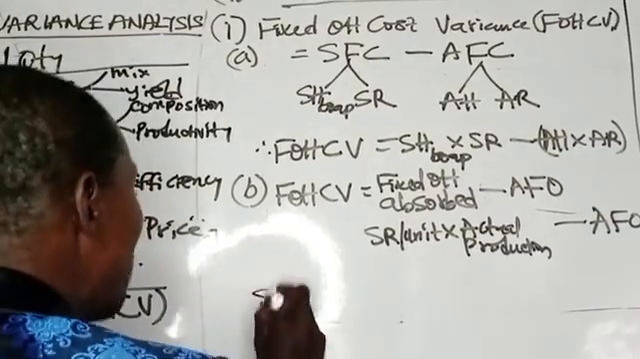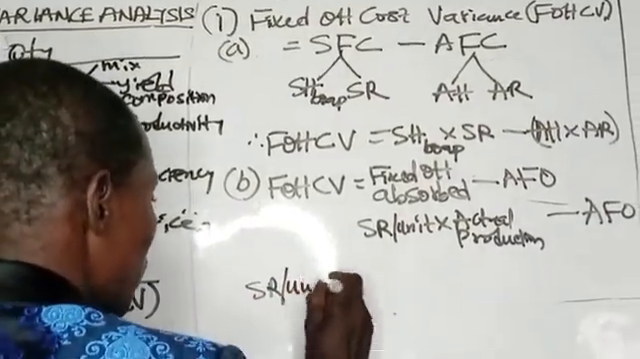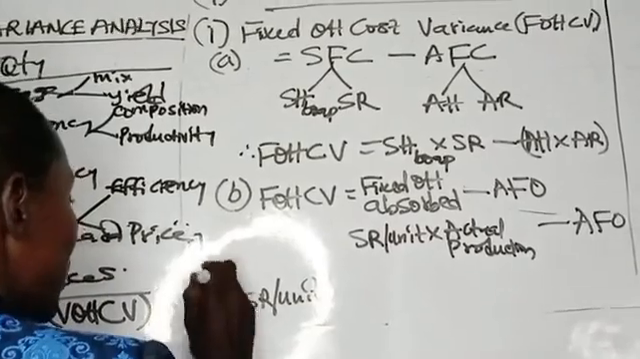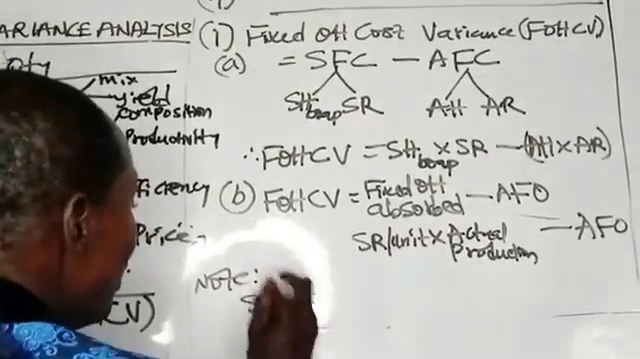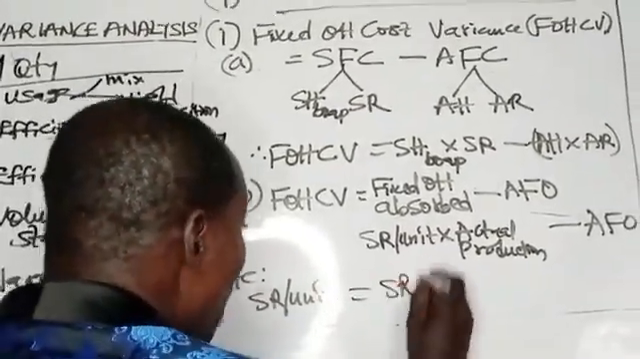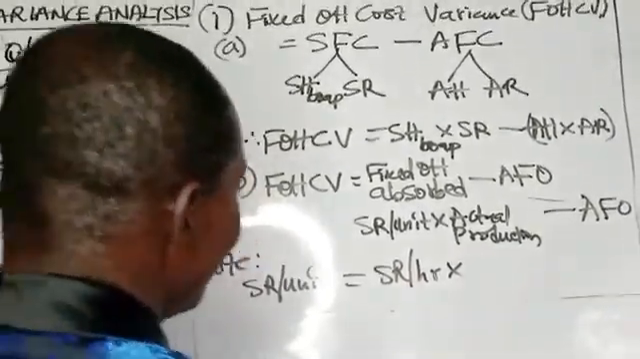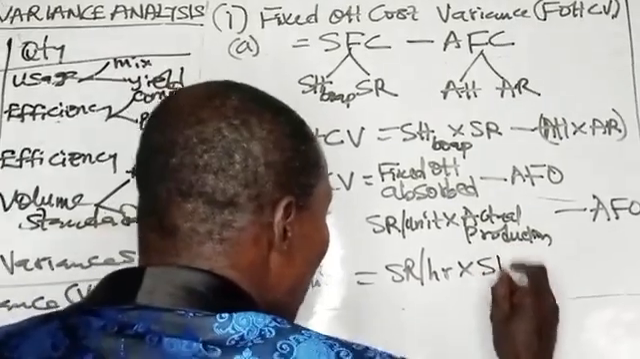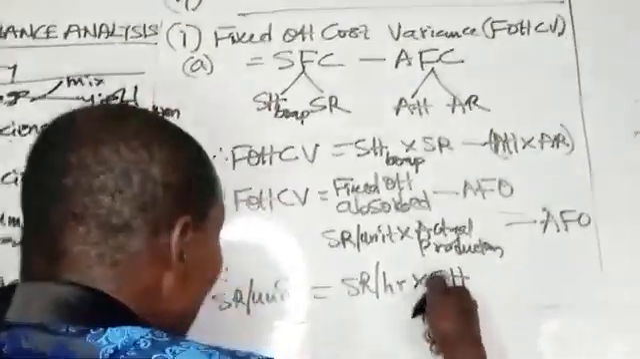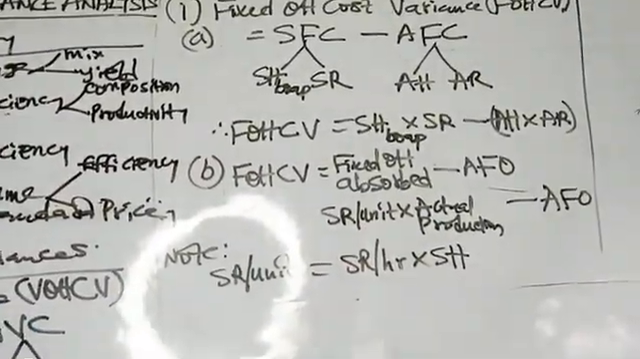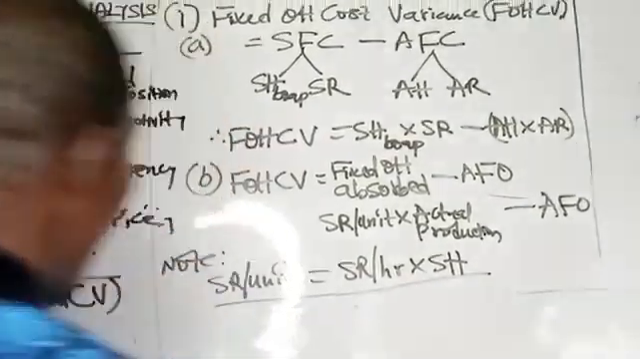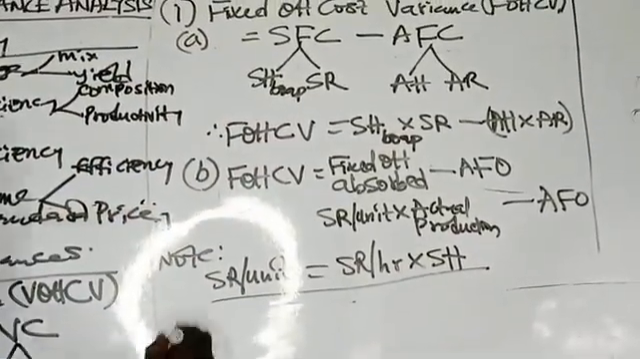The standard rate per unit, I want you to take note of this. The standard rate per unit equals standard rate per hour multiplied by standard hour per unit. So this will give you this. I want you to take note of all these formulas.